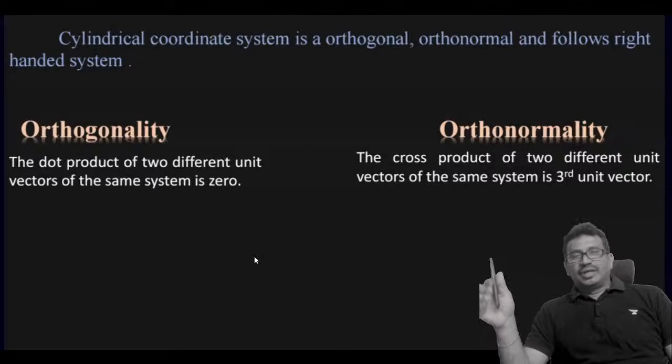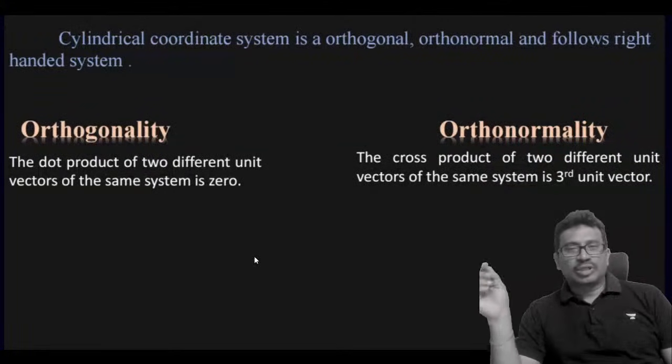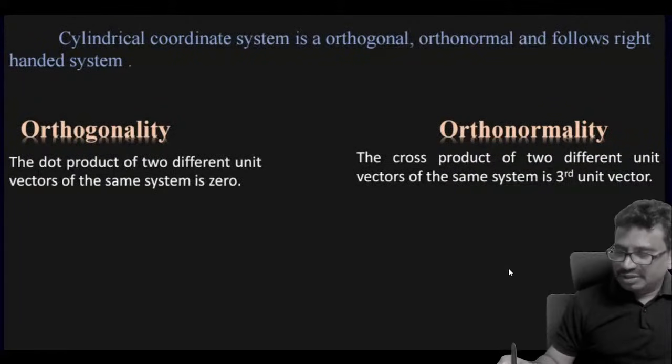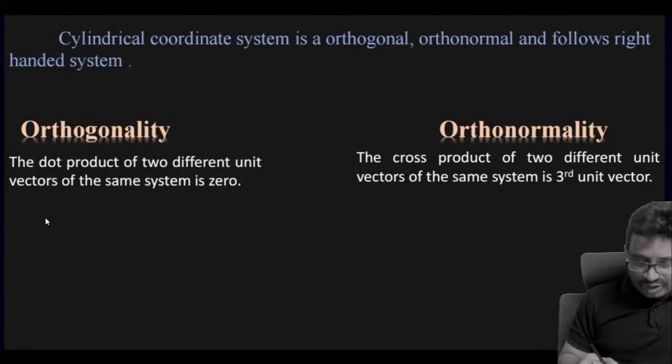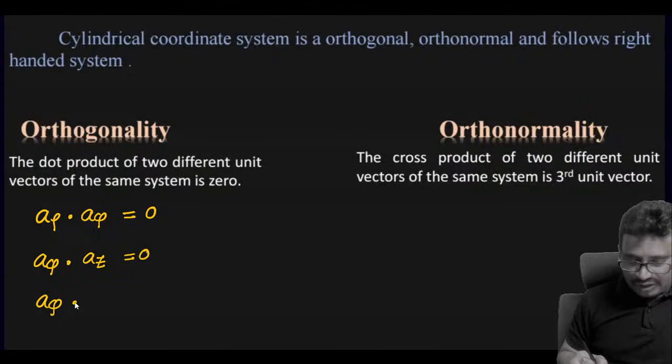Next. The cylindrical coordinate system is orthogonal, orthonormal, and follows the right-handed system. Means what, tell me now? Cylindrical coordinate system orthogonal means what? A rho dot a phi, different unit vectors, is 0. A phi dot az is 0. Az dot a rho is equal to 0.